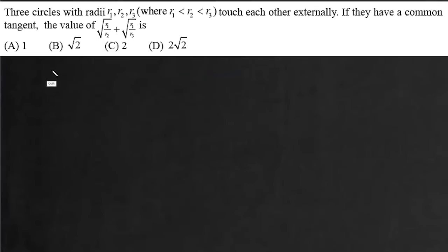Now the question is: 3 circles with radius R1, R2 and R3 touch each other externally and they have a common tangent. Then we have to find this value. So we have 3 circles which touch each other externally and they also have a common tangent. Now R1 is the smallest, so suppose this is R1, this is R2 and this is R3. We have to find this condition. Now we can solve this question using either Descartes' theorem of crossing circles or using the length of the direct common tangent.